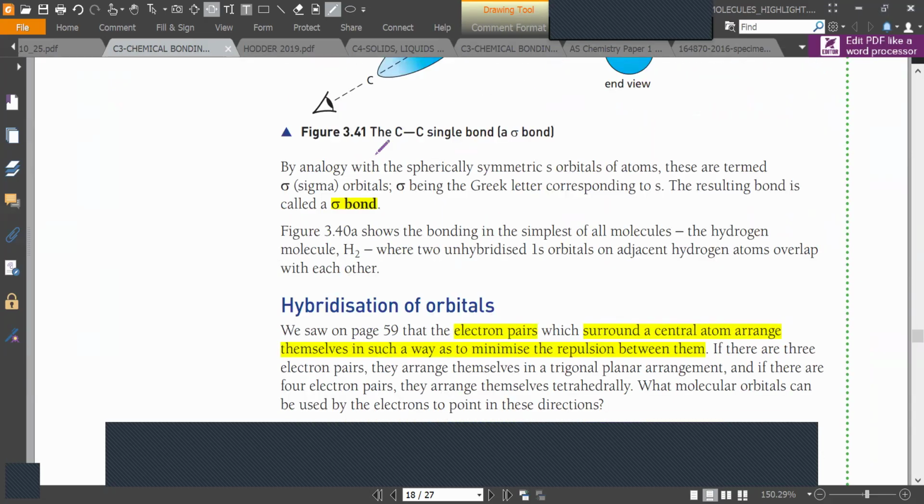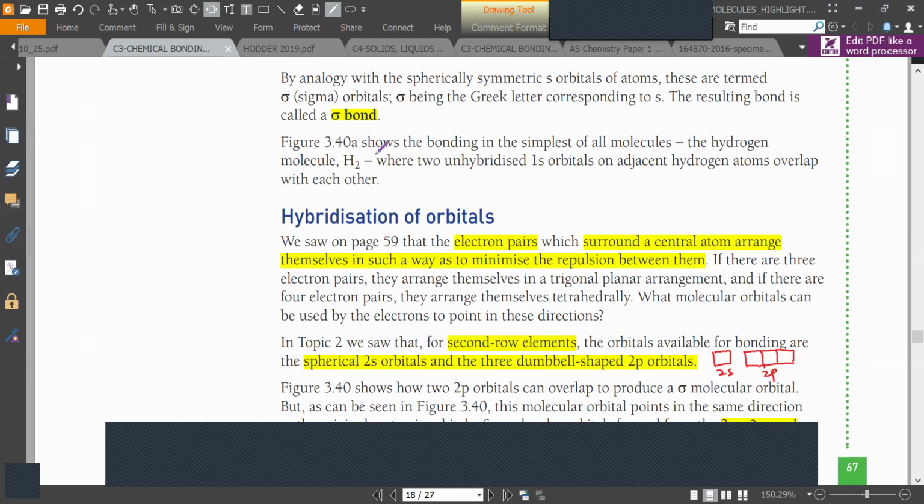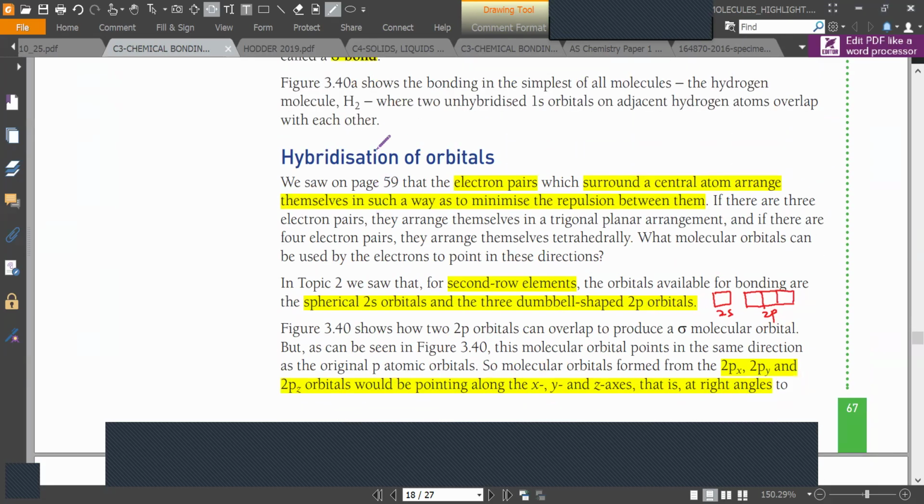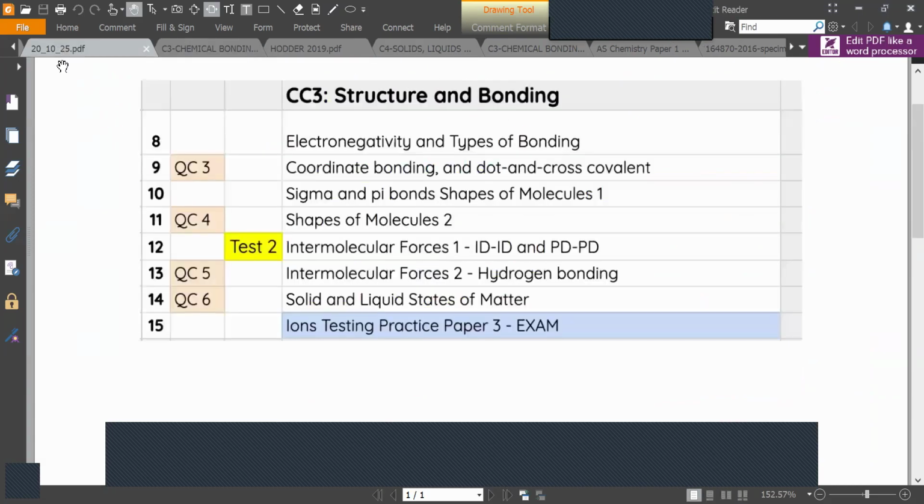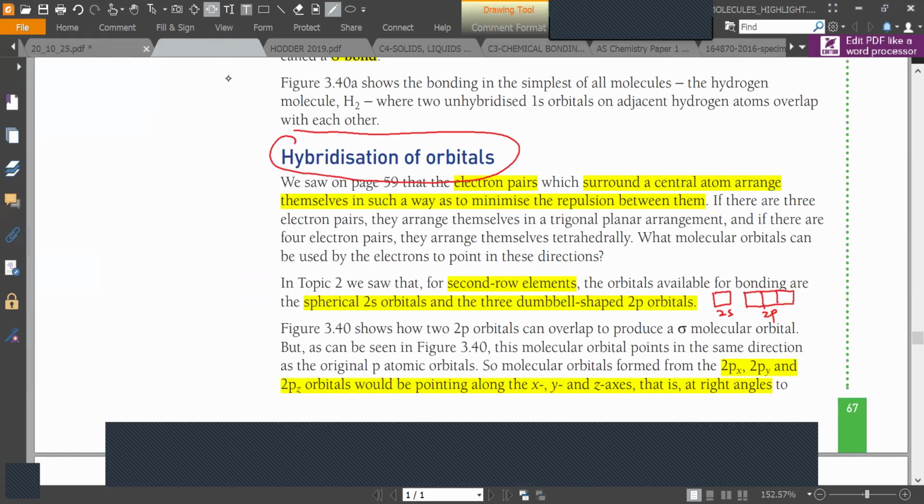Before we go into the pi bonds, we will look at the hybridization of orbitals. What do we mean by hybridization of orbitals? Let's take a quick look. Electronegativity and bonding, we've done that. Coordinate bonds and dot and cross diagrams, we've done that. Shape of molecules, we've done it. Now sigma and pi bonds. The syllabus here does not mention hybridization, so I'm not sure you want to learn about that, but just in case, we will go through it quickly, because I think it's in the syllabus.